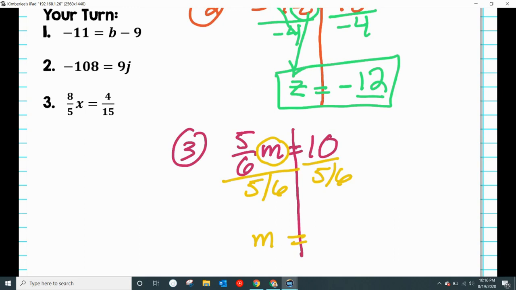Now, any number, I don't care what it is, divided by itself becomes 1. So this is now just 1m, right down there. That m's coming down. It's just m by himself.